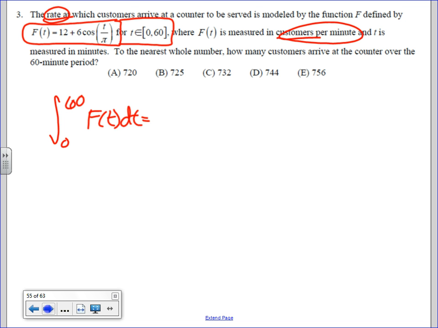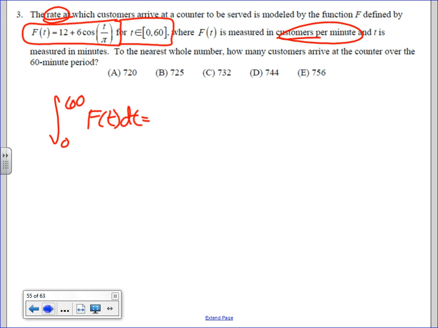Wait. Are you guys really not plugging it in? Anybody? Catherine's got it. She's plugging in the integral 0 to 60 of 12 plus 6 cosine of t over pi. Guys, what mode should we be in? Radian, because we're awesome like that and we're in calculus, right?